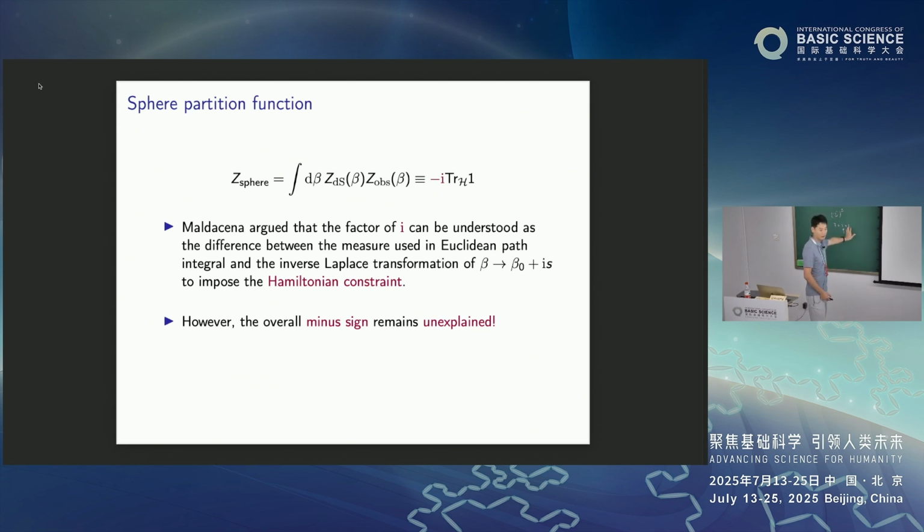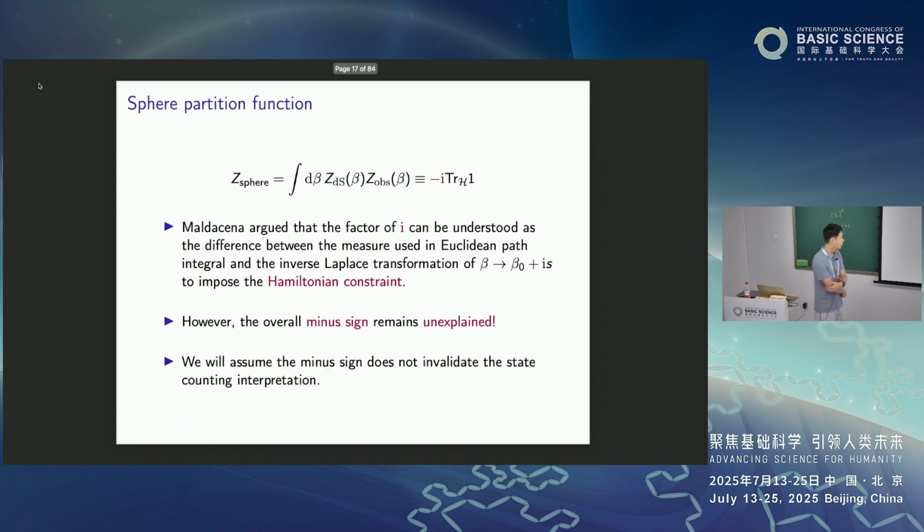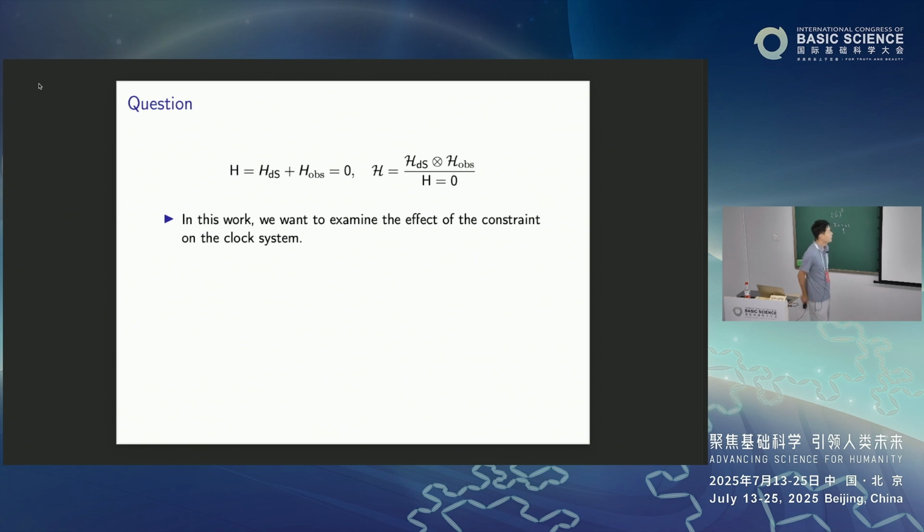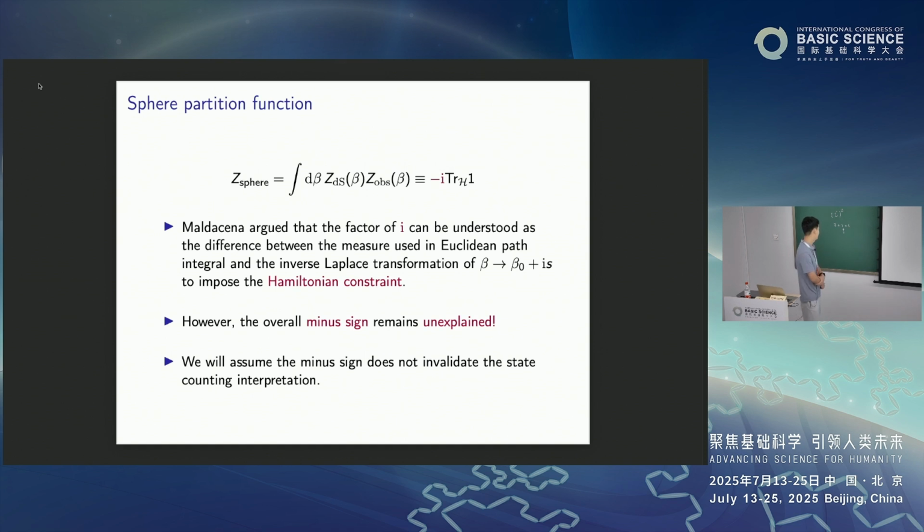So this factor 2 is not explained. And in our work, we assume this minus sign does not invalidate the state counting interpretation. But you should keep that in mind. Okay, maybe let me say a few more. What is this remaining minus sign corresponding to?